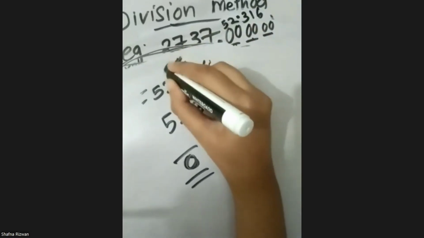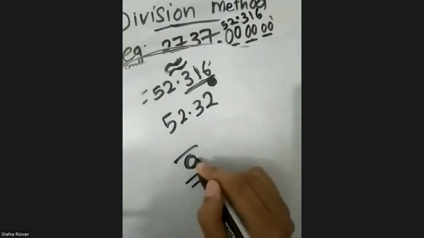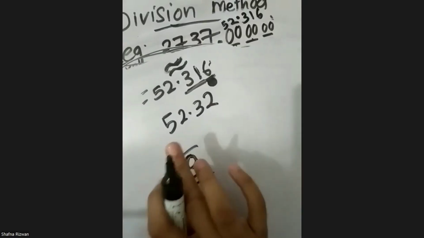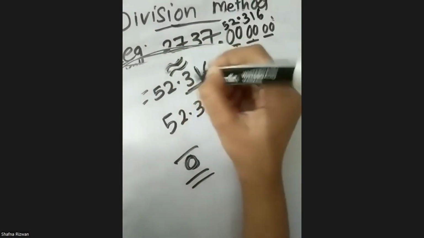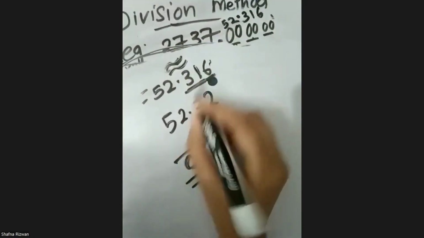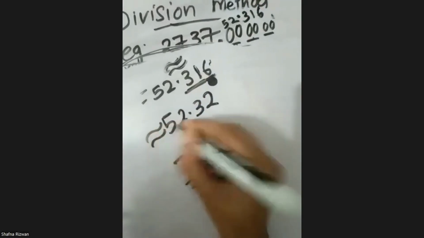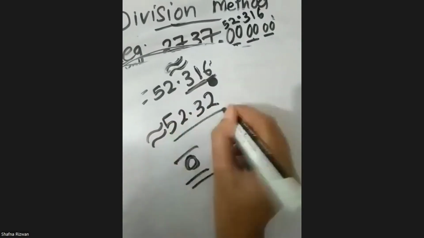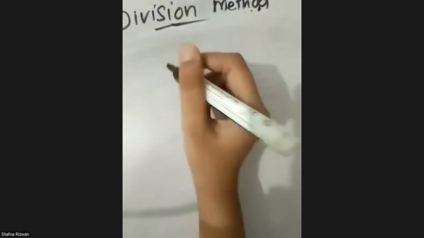Because I didn't divide it equally. I got a remainder. I didn't get a 0. I got a remainder, so I didn't divide it equally. So I have to use this symbol only, not equal. So what should I say? The square root of this number is approximately 52.32. Okay, this is the answer to two decimal places. Did you all understand? Okay. Now let's do another question.